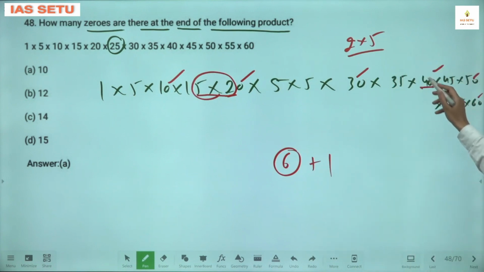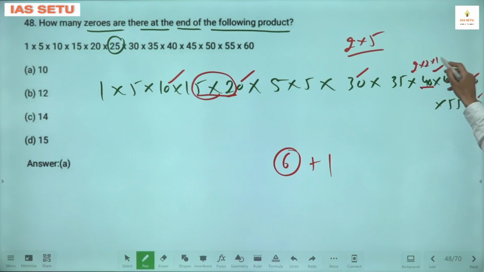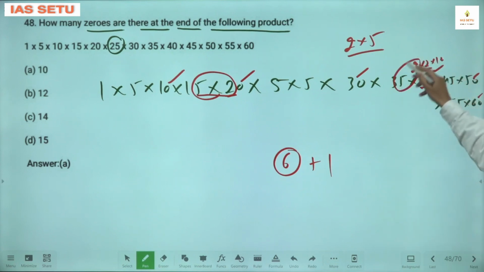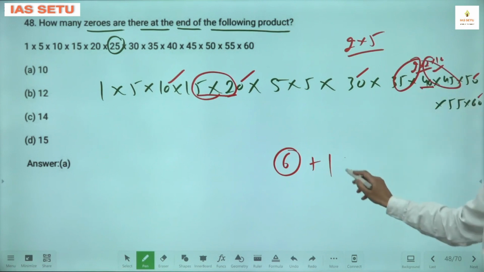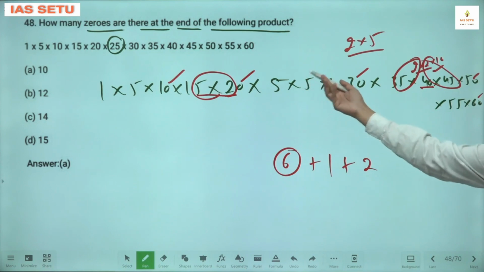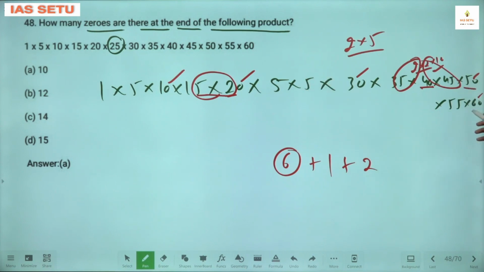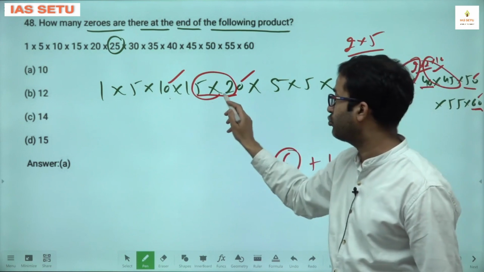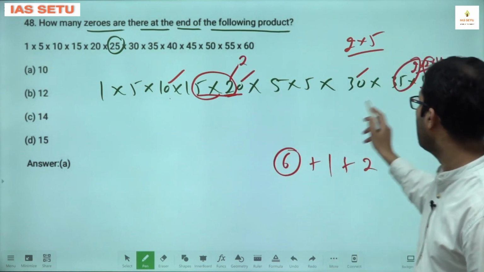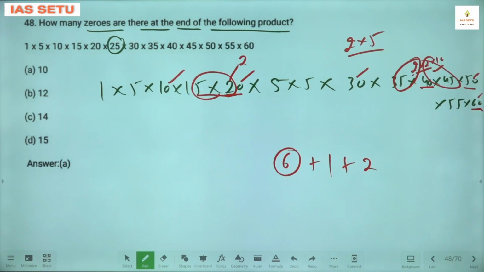This 40 is 2 into 2 into 10. You have 2 here. So 1 2 with 35, 1 2 with 45. So 2 more 0. Or you can use any of these 5. So here 60. You have to check the even numbers actually, except 10. Out of this 20 you take 1 2. Out of 40 you take 2 into 2. Then 65, 2 into 3 into 10. You take 1 2 also. So it is 6 plus 4, 10.